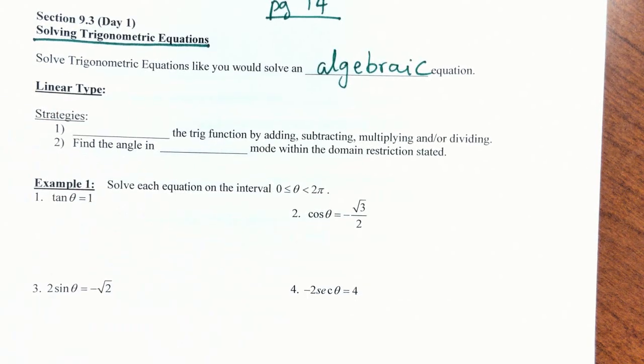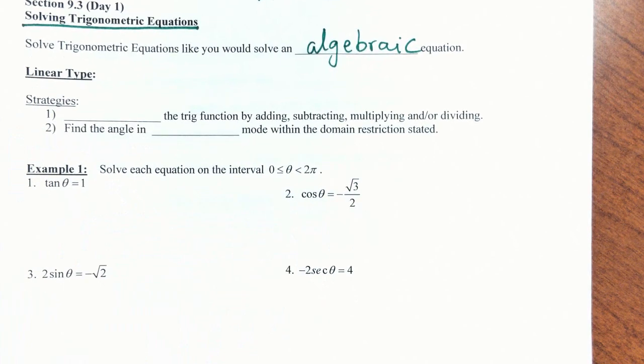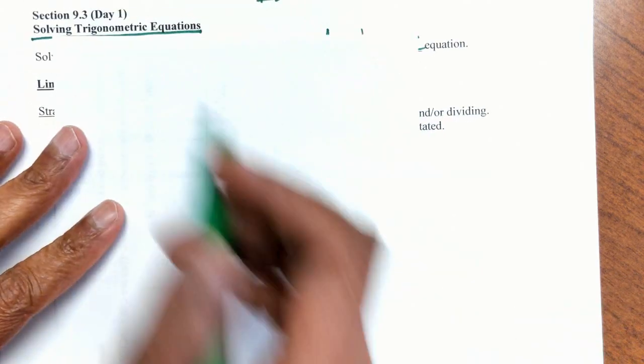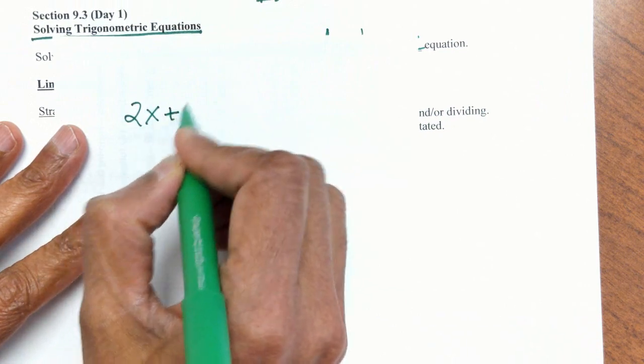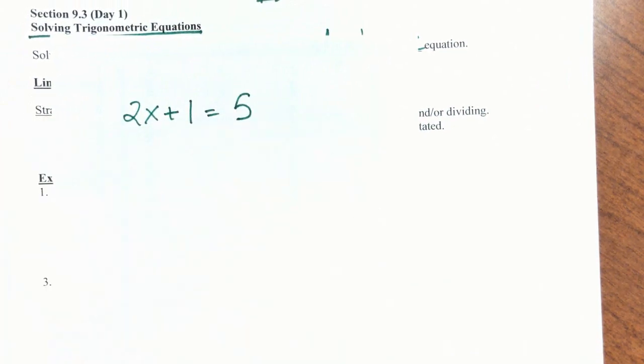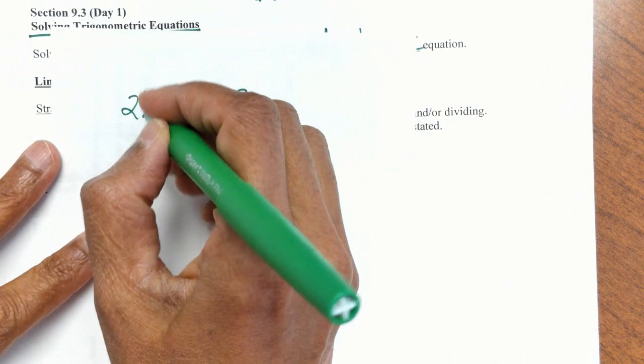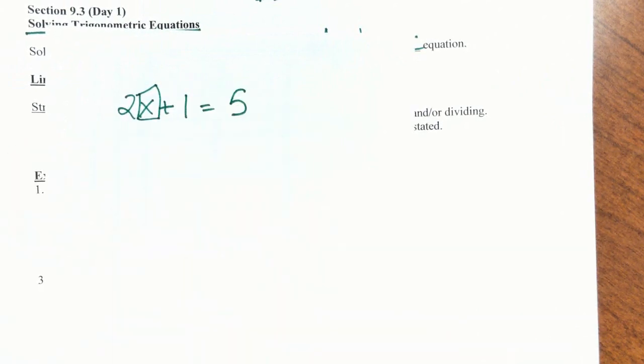I also want to make sure that we understand what we are solving for. When there is a variable involved like an x, it's easy to see what we are solving for. So for example, if I take a linear equation, I'm just making up something. When we tell you to solve, what are you solving for? For the x, right? You're solving for x. Basically, you're trying to tell me what the value of x is.